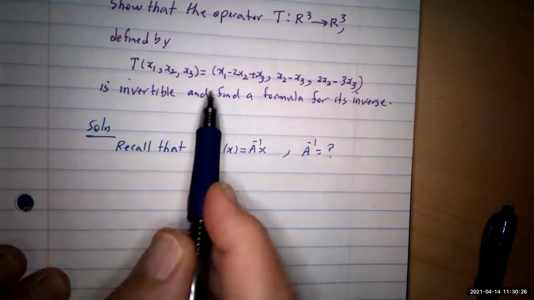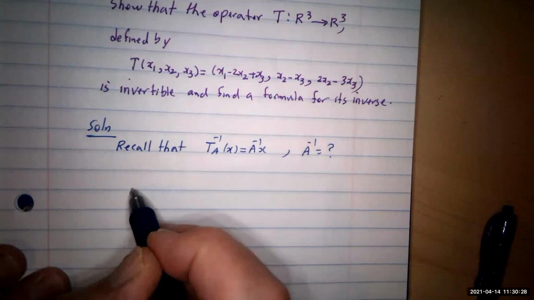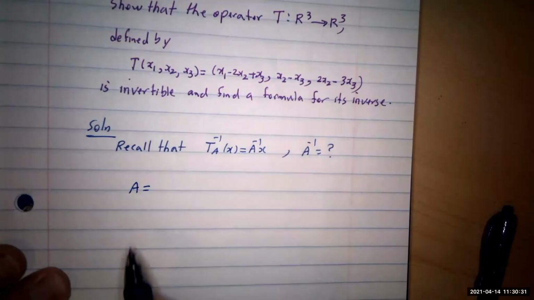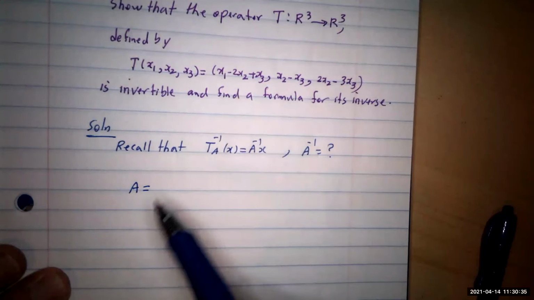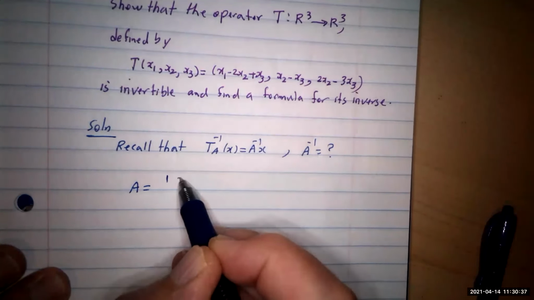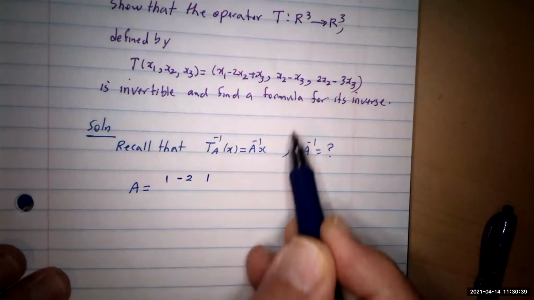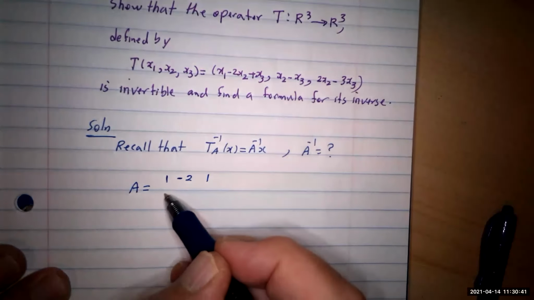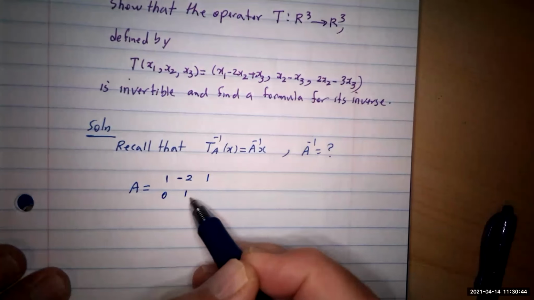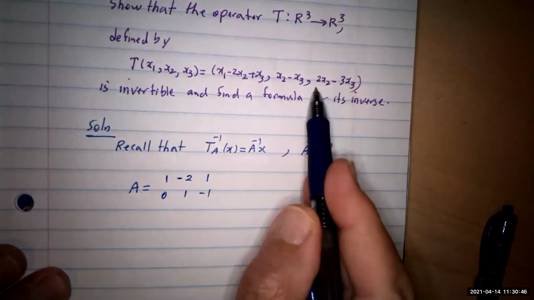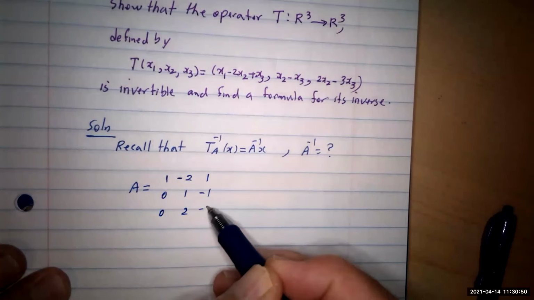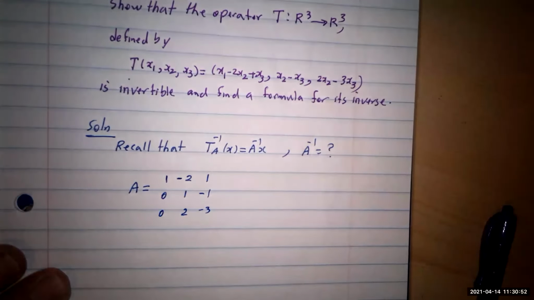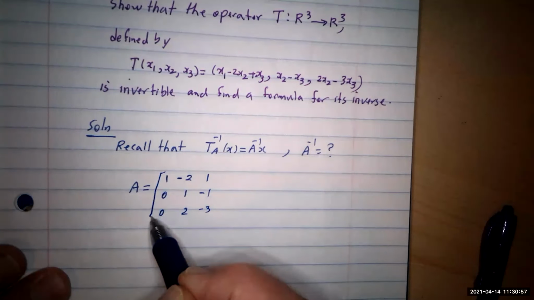You find the A, a 3 by 3 matrix. A is equal to: the first row would be 1, -2, 1. The second row, there is no x1, so 0, 1, -1. The last row is going to be 0, 2, -3. So this is going to be your matrix, and we work on this one to find the A inverse.